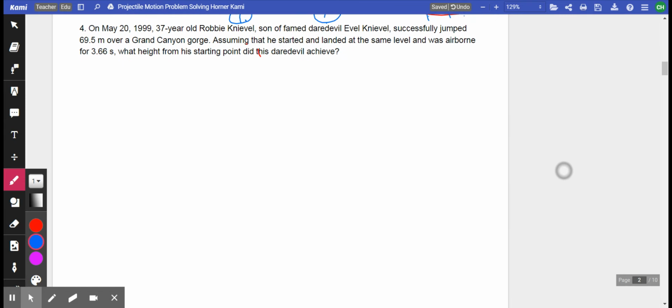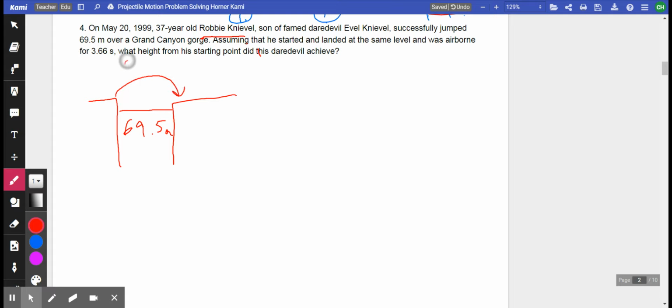For our next example problem, this is the last of the example problems, we have Emmanuel, oh no, this is Robbie Knievel, sorry. He jumped over the Grand Canyon Gorge. So we know that the gorge, which is just really a valley or a distance between two cliffs, is 69.5 meters. It says that he was in the air for a total time of 3.66 seconds.